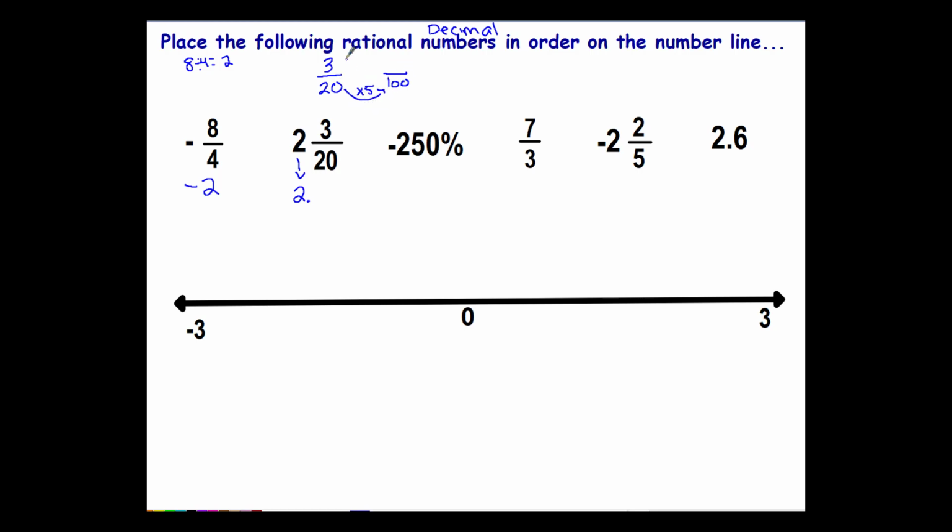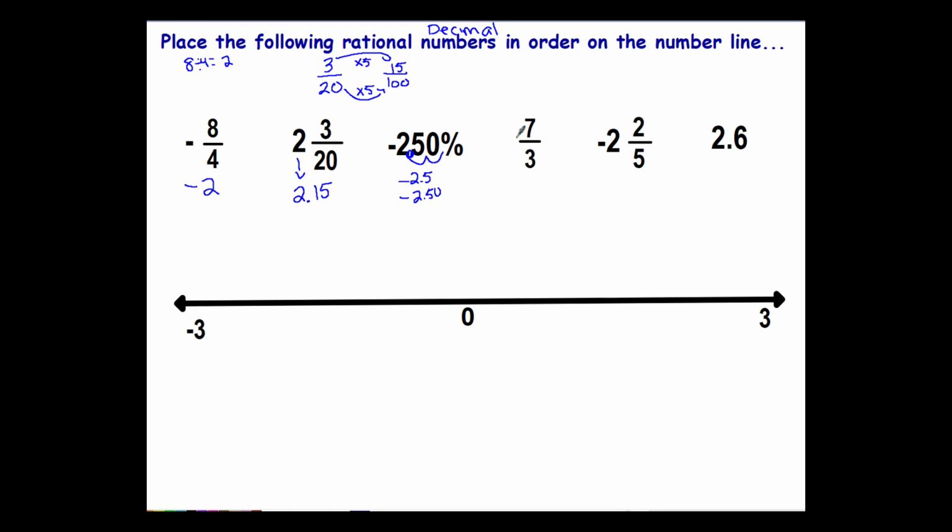What you do to the bottom, you must always do to the top. 3 times 5 gives me 15, so this is 15 over 100, so I'll just write 15 hundredths here. So my decimal of 2 and 3/20 is 2 and 15 hundredths. My percent, 2 times to the left, so this is negative 2.5. I'm going to drop the 0. It makes it easier for plotting, but you know that it can also be written as 2.50.